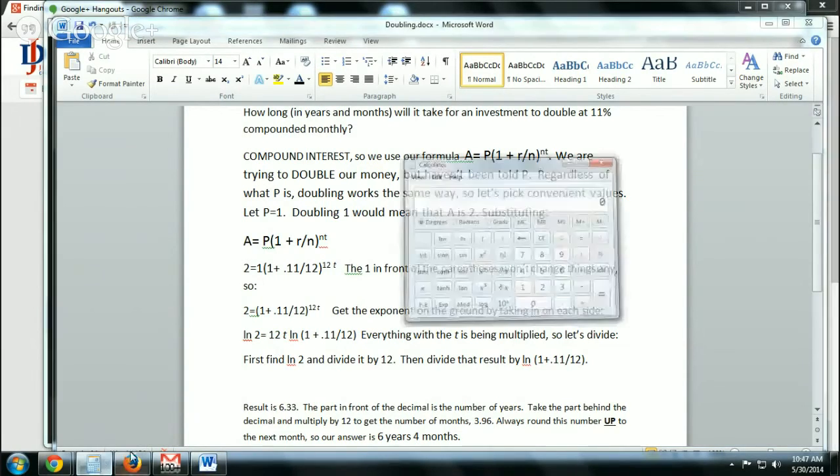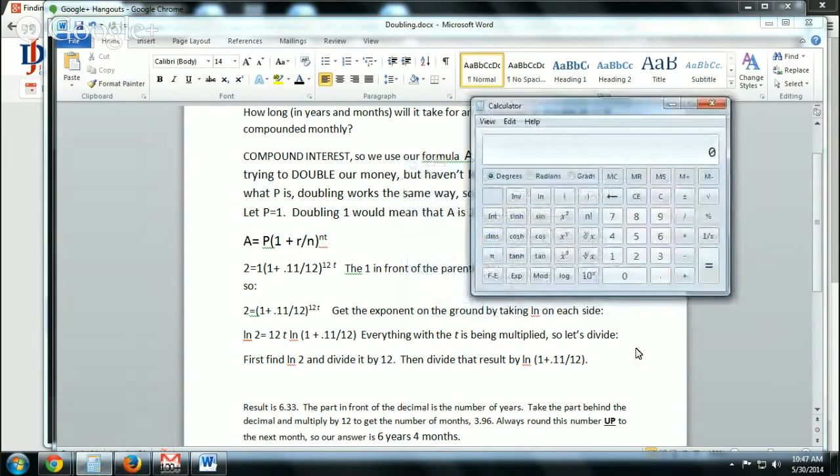Now, here's the trick that'll make this easier for us to do. Let's figure out what the stuff in the parentheses is and take the log of it as our very first step. So typing in my parentheses, by order of operations, let's do 0.11 divided by 12 and press equals. Now let's add 1 and press equals. I need to know the natural log of the stuff that's in my calculator right now. So let's come here and press our LN key.